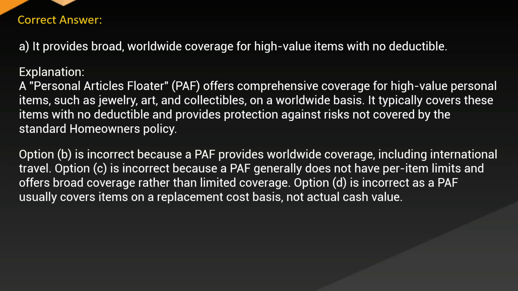Correct answer. A. It provides broad, worldwide coverage for high-value items with no deductible. Explanation. A personal articles floater, PAF, offers comprehensive coverage for high-value personal items such as jewelry, art, and collectibles on a worldwide basis. It typically covers these items with no deductible and provides protection against risks not covered by the standard homeowner's policy. Option B is incorrect because a PAF provides worldwide coverage including international travel.